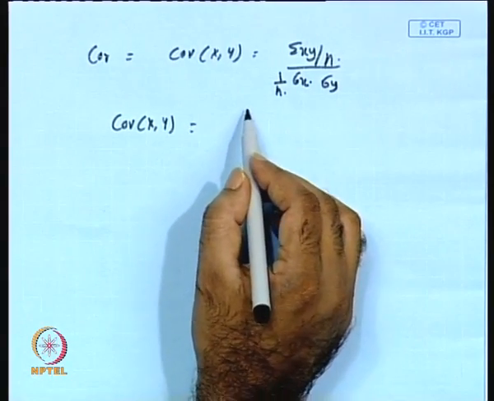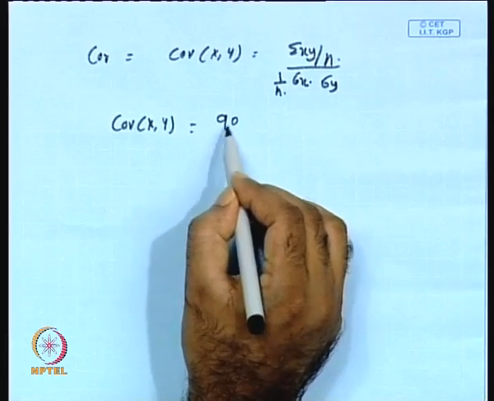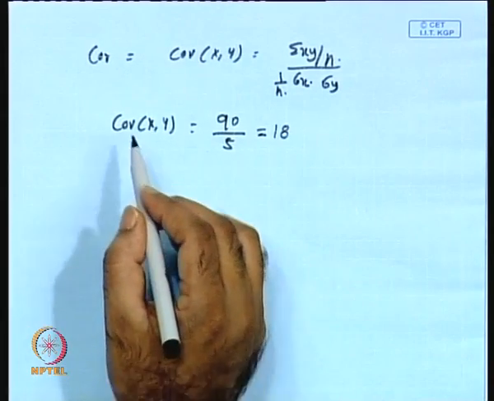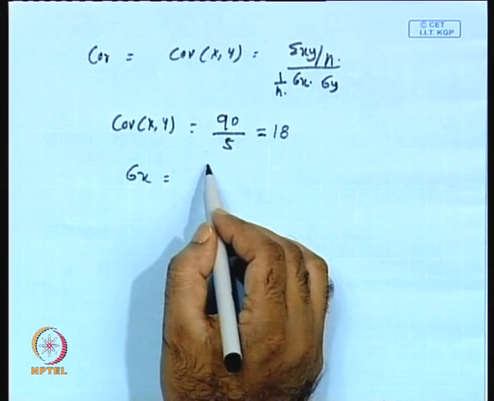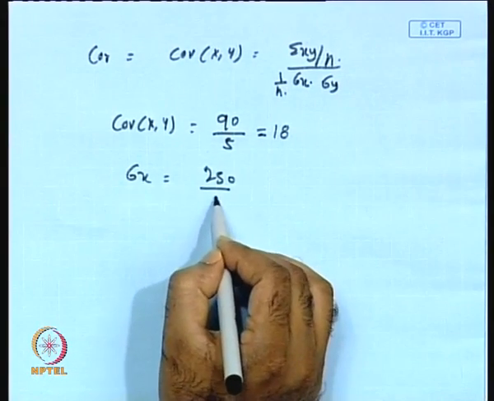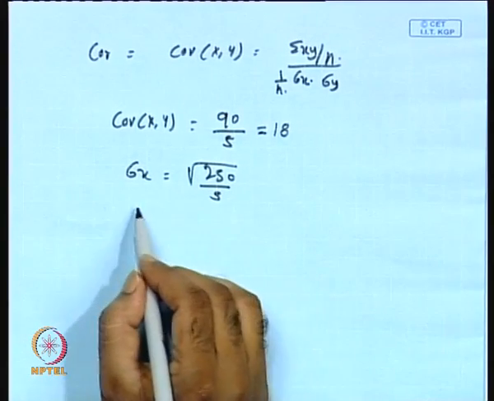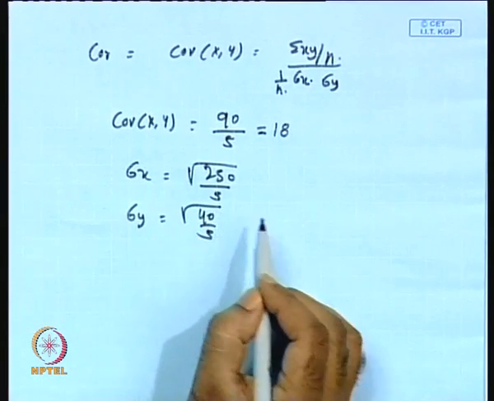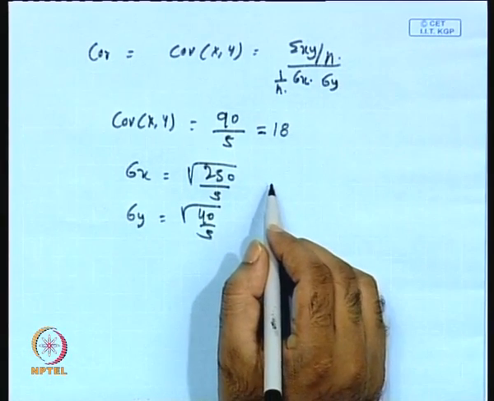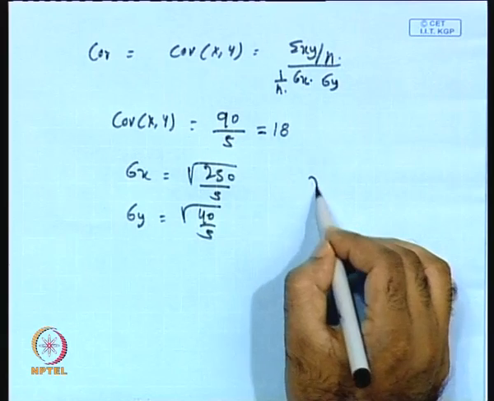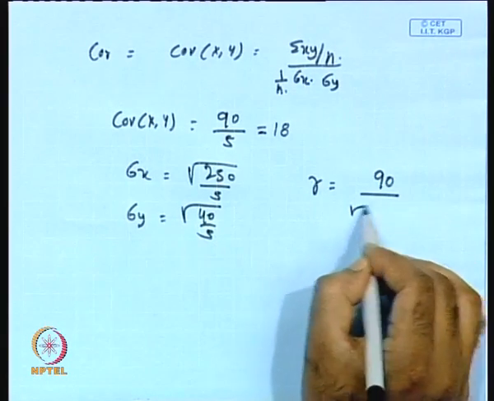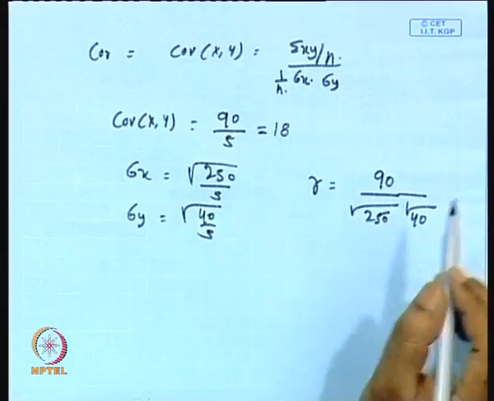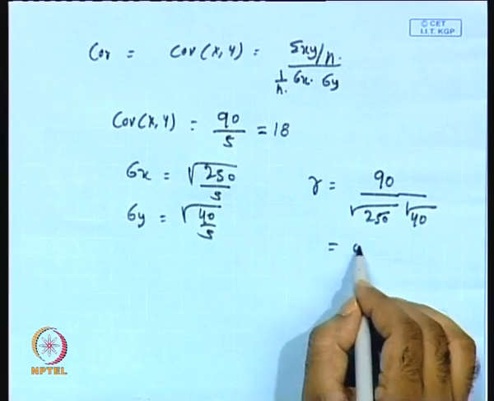Covariance of x y is nothing but summation x y by n, which is nothing but 90 by 5. So, it will be around 18. Okay. So, now we have already sigma x equal to the square root of summation x square 250 by 5, and sigma y is equal to the square root of 40 by 5. All right. So, now the structure of correlation coefficient is that r equal to 90 by square root of 250 and square root of 40. So, n automatically cancelled. So, now which is around 0.9.